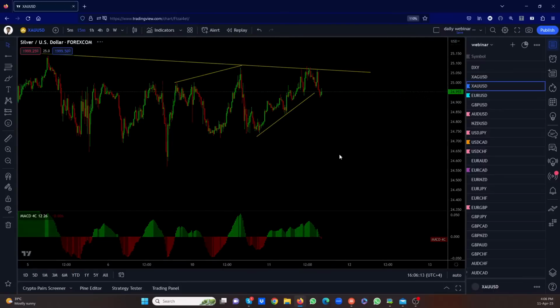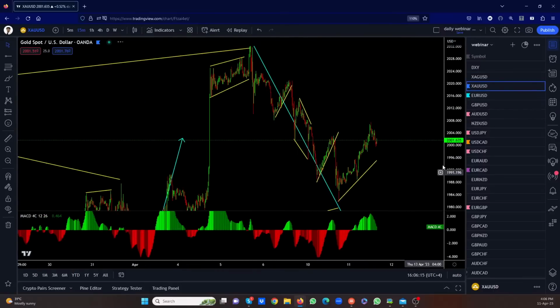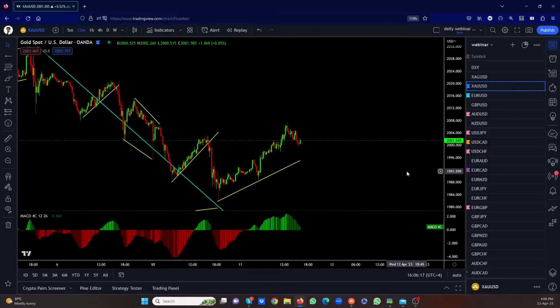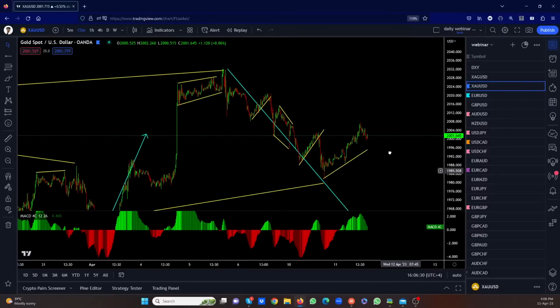So gold is consolidating. It looks upside, at least from this point here. It looks like we can get a buy setup here. We can go for a buy. Remember, it's going up really slow. So if you take the buy, don't expect it to go up really fast. Expect it to go really slow.